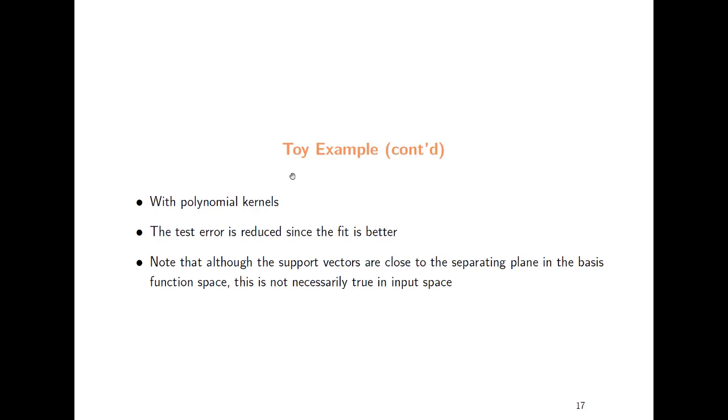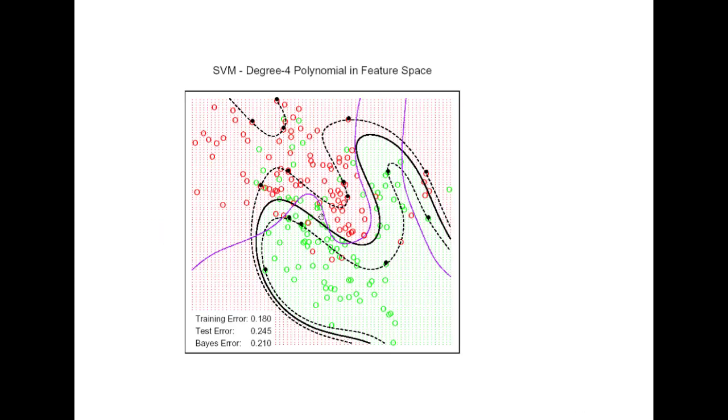Then with polynomial kernels, the test error is reduced since the fit is better. And the support vectors are close to the separating hyperplane, but this is in high dimension, so we have to now look at the support vectors in the original input space. So this is what the polynomial classifier found. So the error went down drastically. And this shows you where the margin is, and then we also see the support vectors, which are the points within the margin.